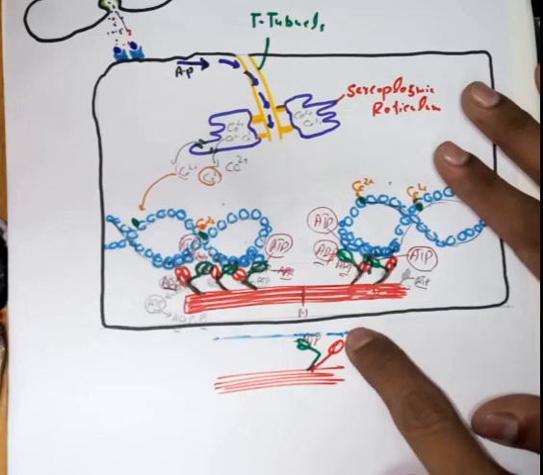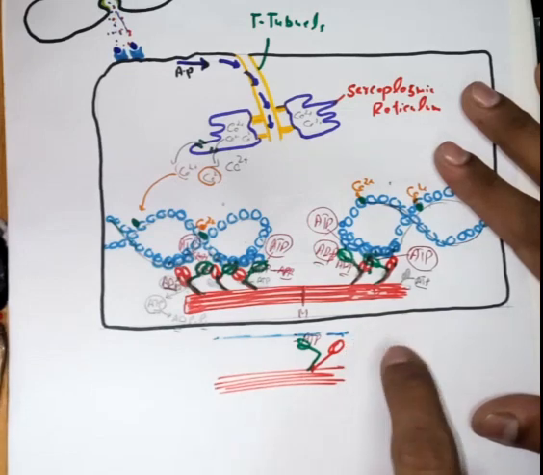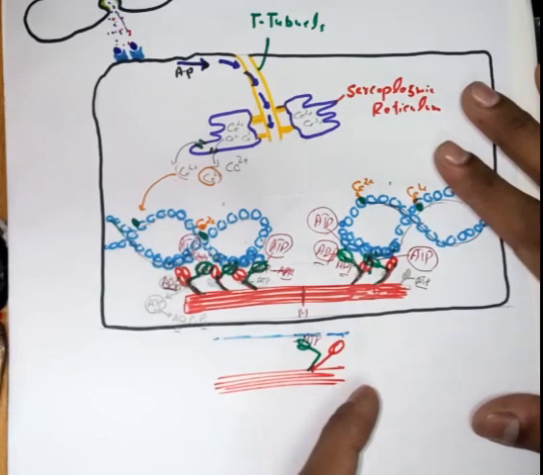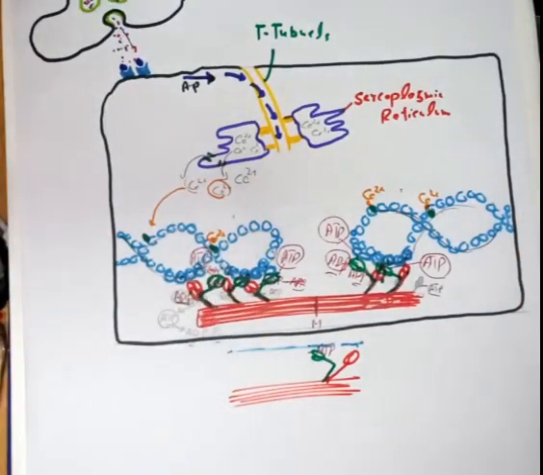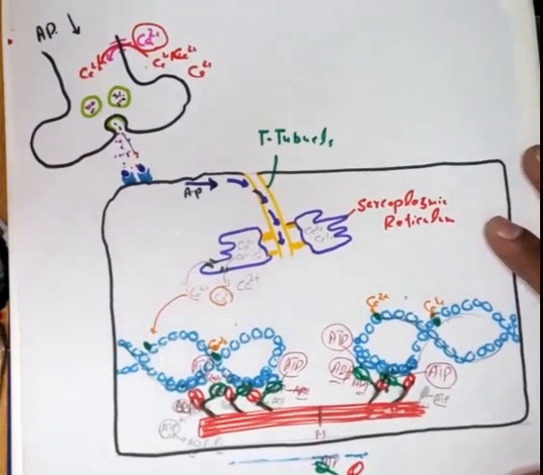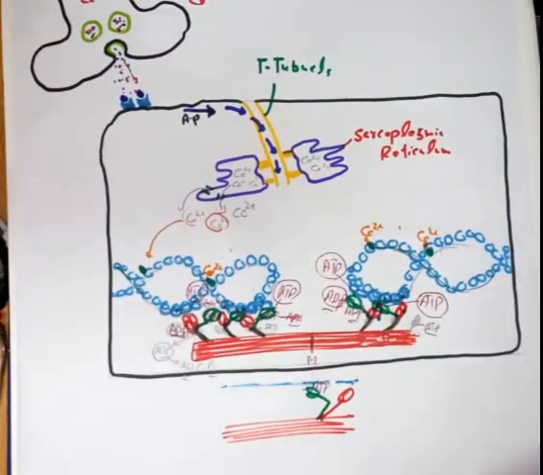When it attaches, ATP will be hydrolyzed, ADP will be produced, energy will be generated, a power stroke will be produced, and in this way another contraction will take place. So this is the role of ATP as well. We need the ATP molecule for the contraction.